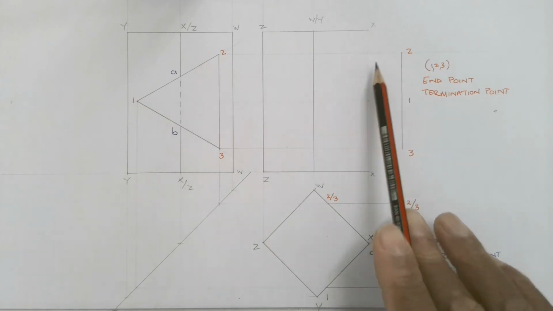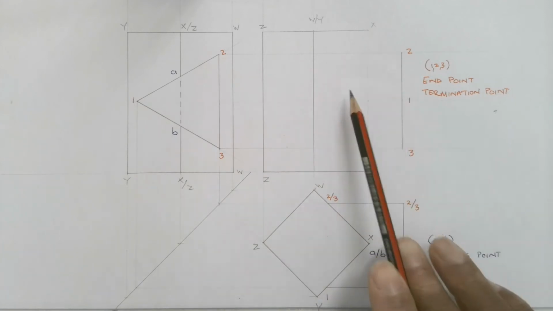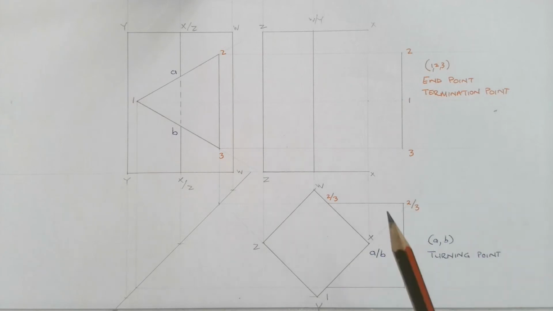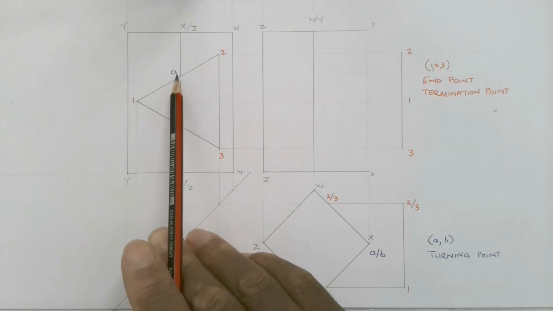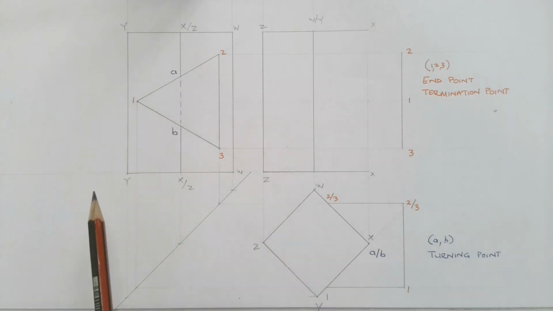Now I need to find something here which is known as line of interpenetration. Now I also have A and B, and I label A and B as turning points. Why is it that A, B are known to be a turning point?